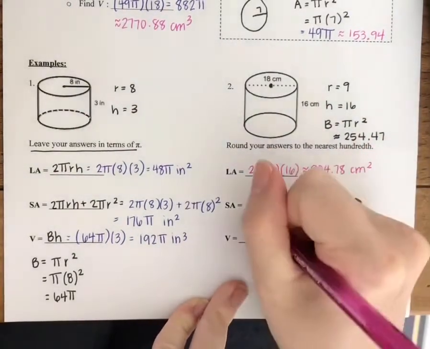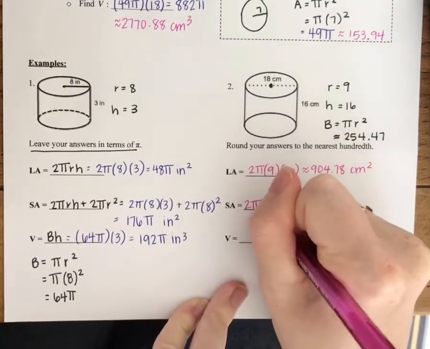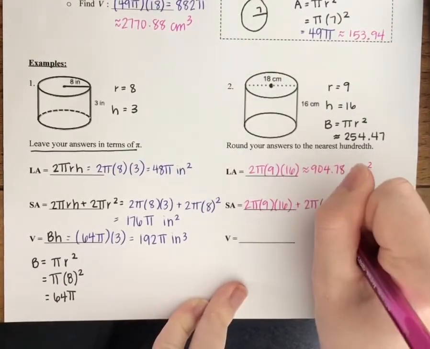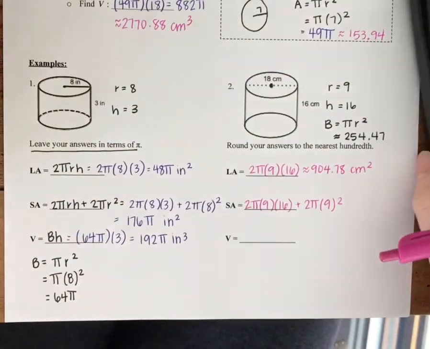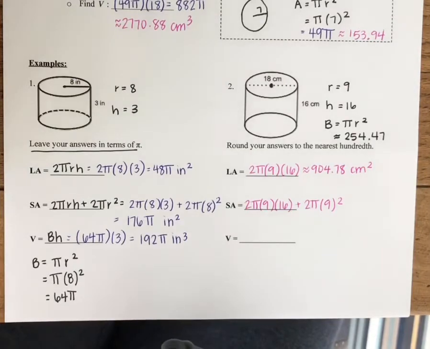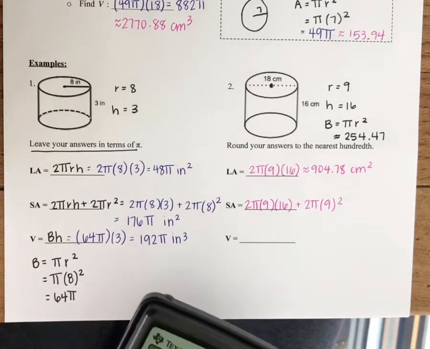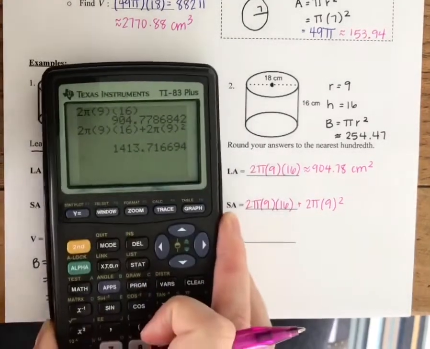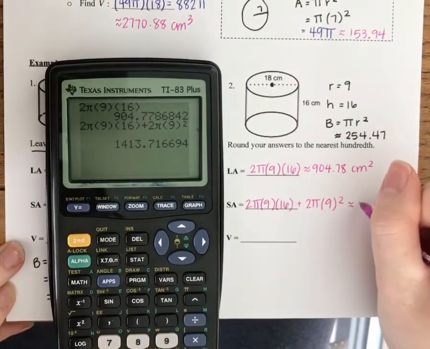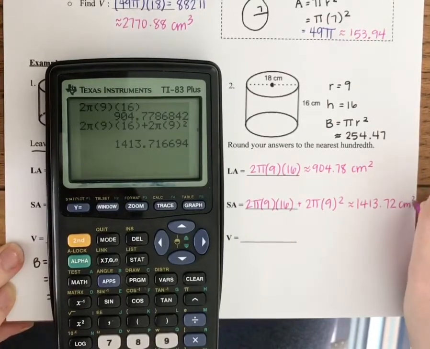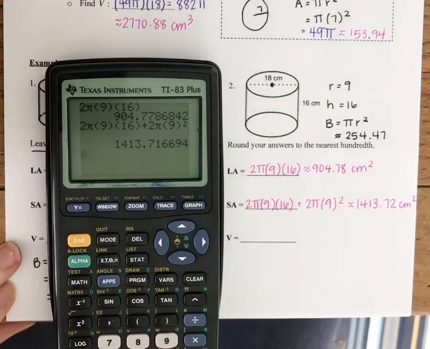All right, surface area is 2 pi r h plus 2 pi r squared. I know that that seems like a lot, but once you plug everything in, all you've got to do is plug it into your calculator. So 2 pi times 9 times 16 plus 2 pi times 9 squared is going to give me approximately 1,413.72 centimeters squared.